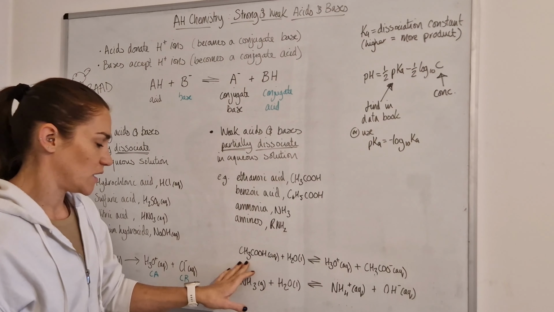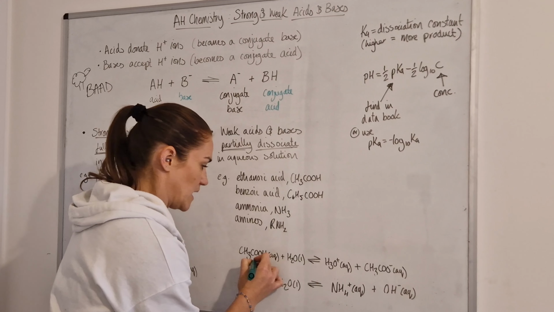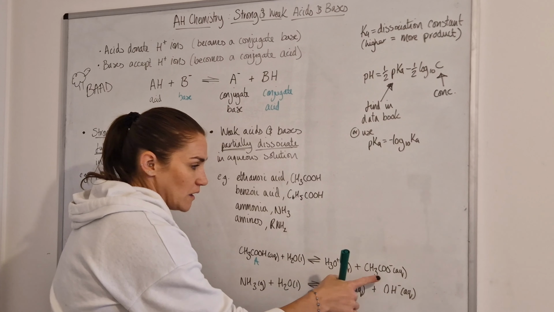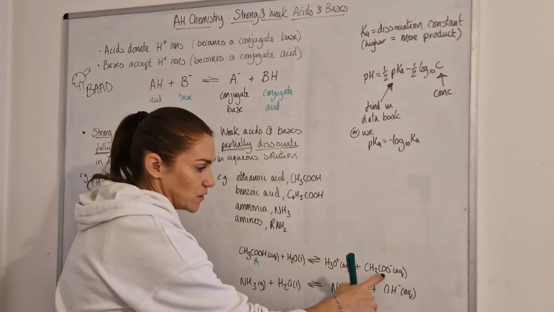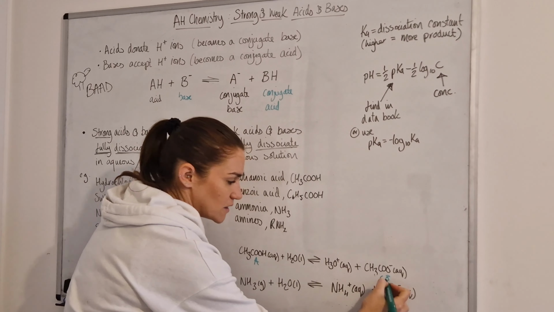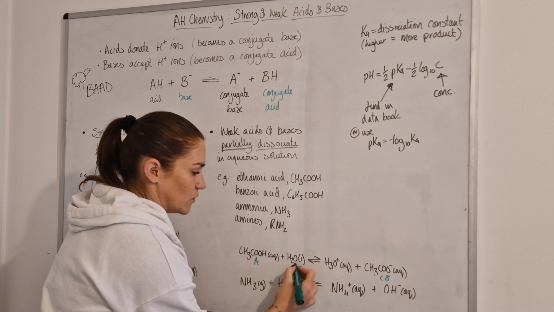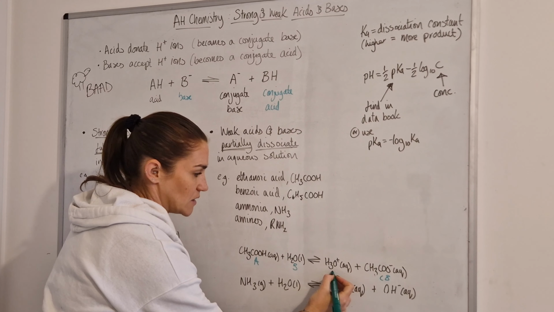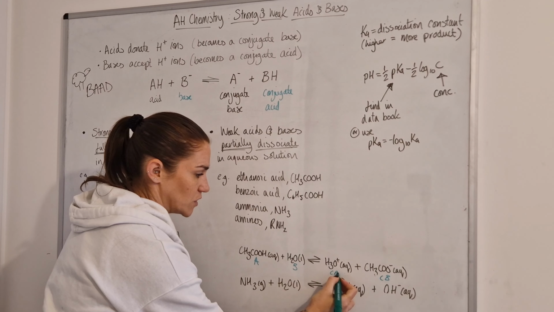If we look at these ones here, ethanoic acid is our acid. It then becomes ethanoate, which means that's our conjugate base. And then by default the water was acting as a base and the hydronium then becomes our conjugate acid.